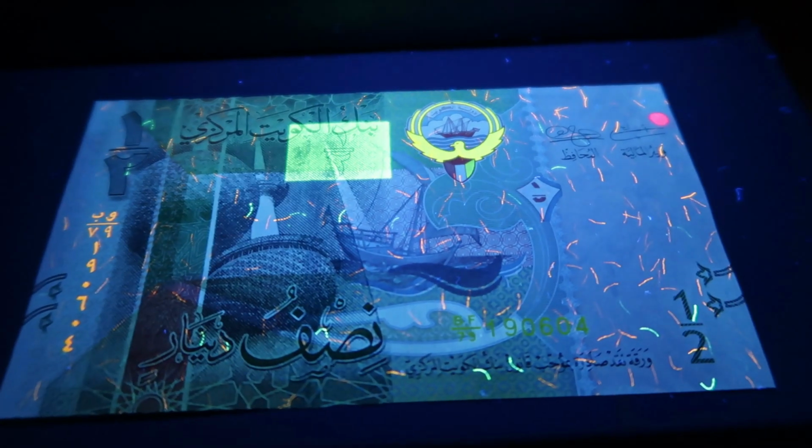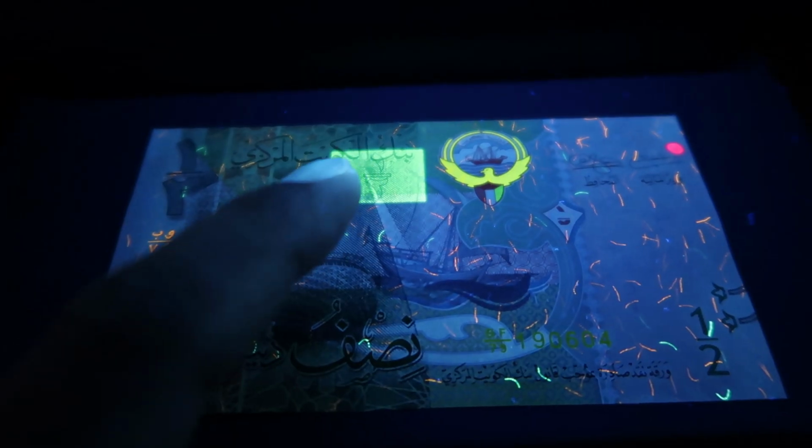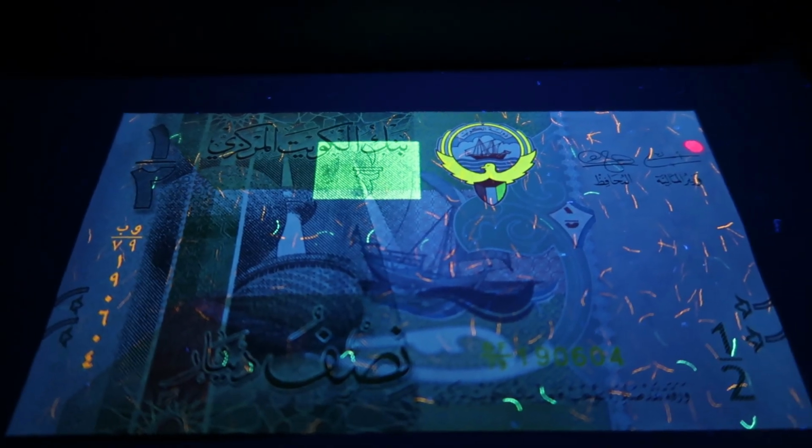So this is the Kuwaiti half dinar note under UV light, and as you can see here, the half is glowing here in fluorescent, and there is a symbol which is also glowing. The note serial number is glowing in orange, and there are small security strips all across the note which are glowing in fluorescent and reddish some sort of thing. So there are very many security features present here, and it's looking very colorful under UV light. Let's check out the back side now.